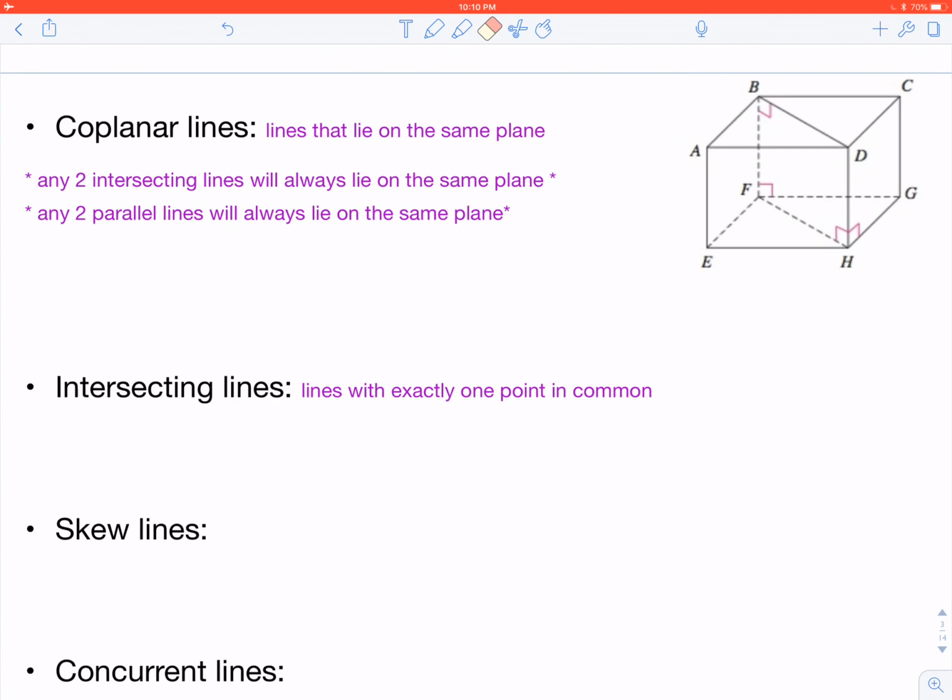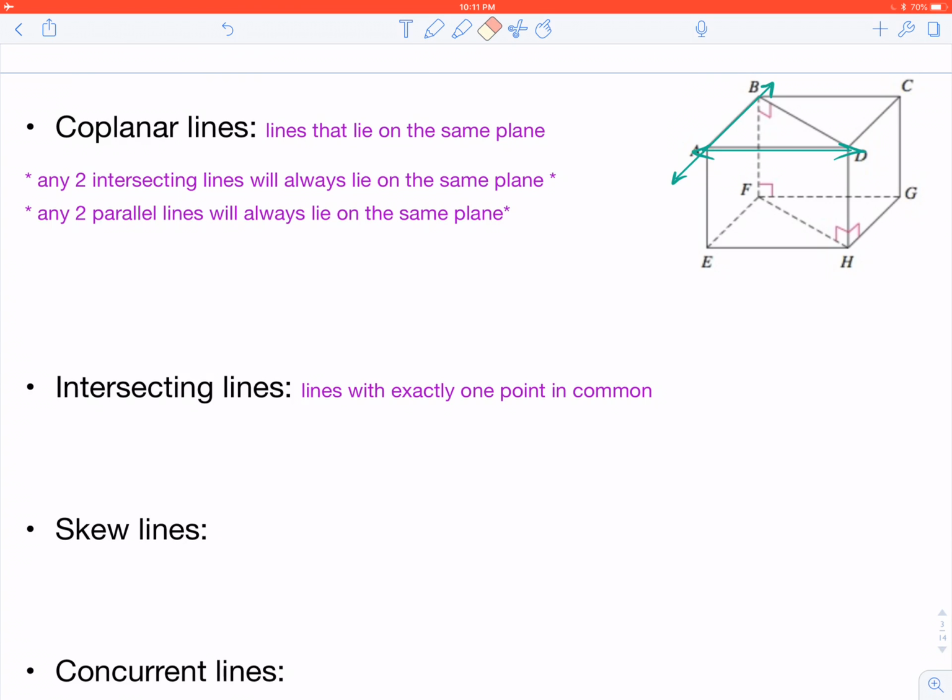Intersecting lines, these are going to be lines that have exactly 1 point in common. So if you wanted to look at an example here, we could say that AD, this line, and AB, these are intersecting lines.